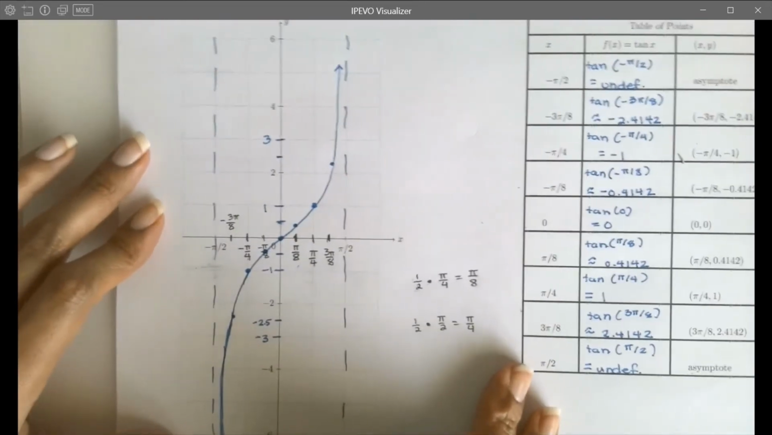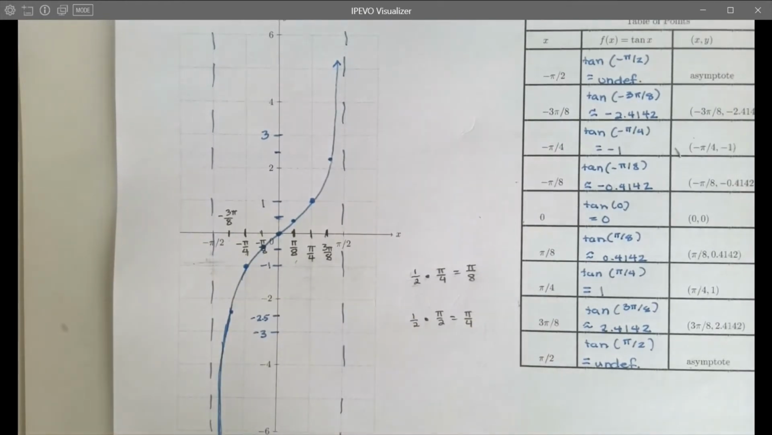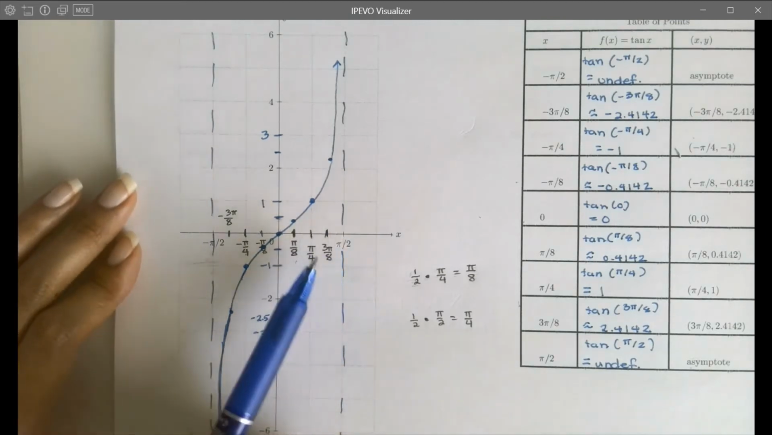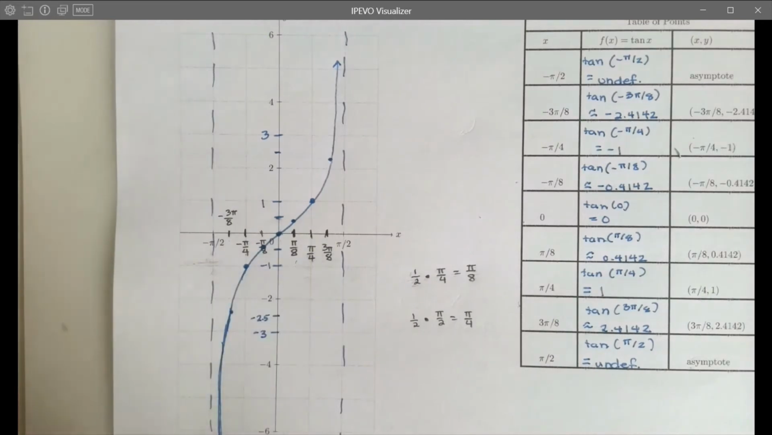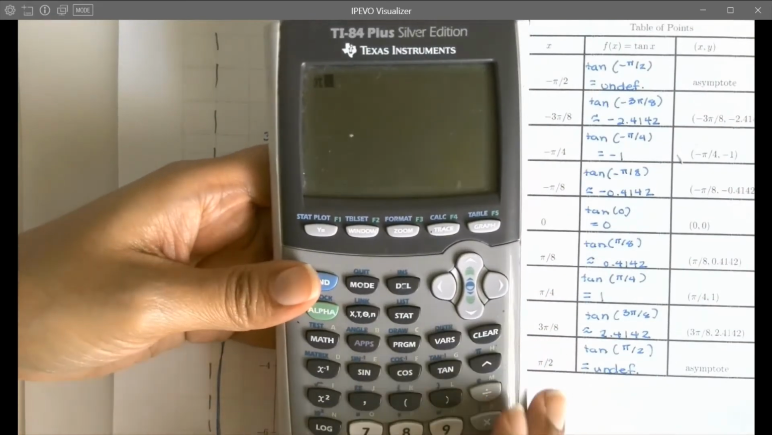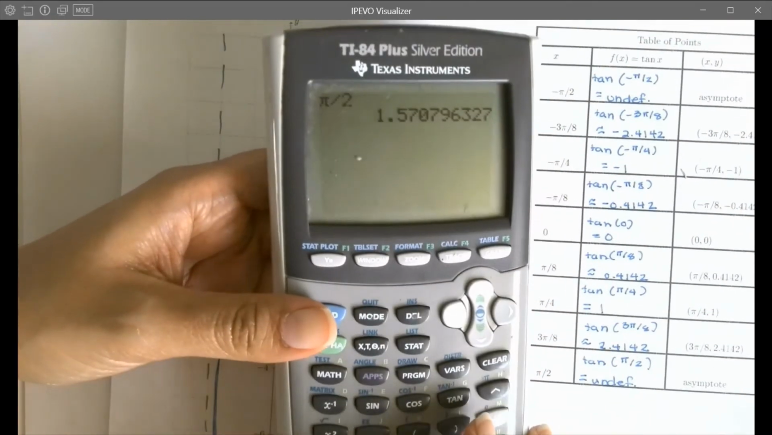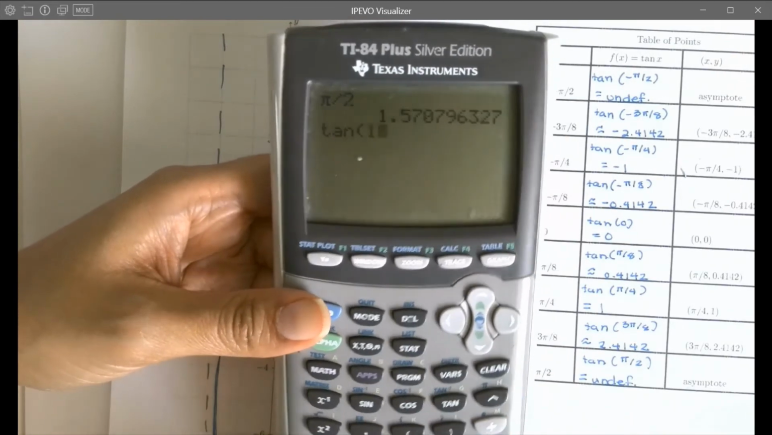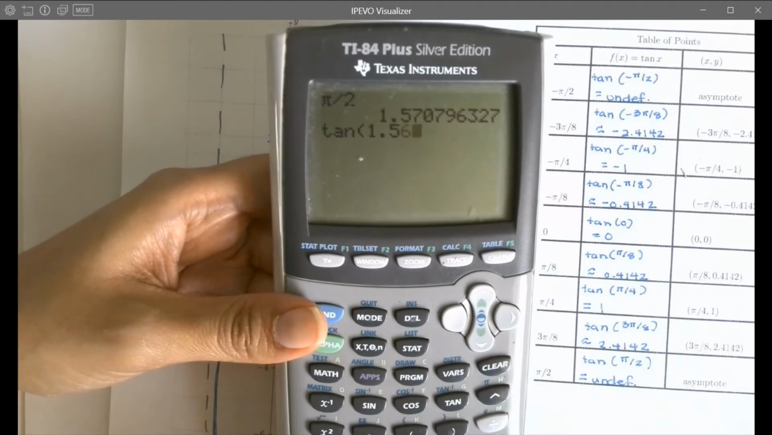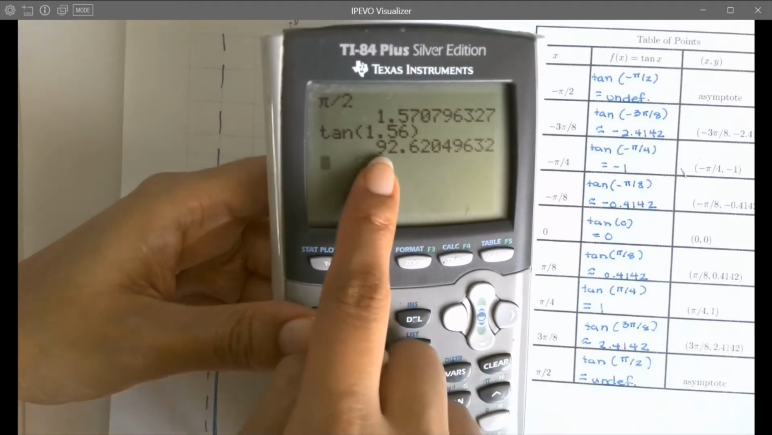And the way that we know that is because we have an asymptote, but you can always go in and double check. You can always try to get a value that's really close to pi over 2, but still less than pi over 2, and plug it into tangent. So let's see, if I do pi over 2, that is 1.5707. So if I tried tangent of, say, 1.56, that gives me 92.